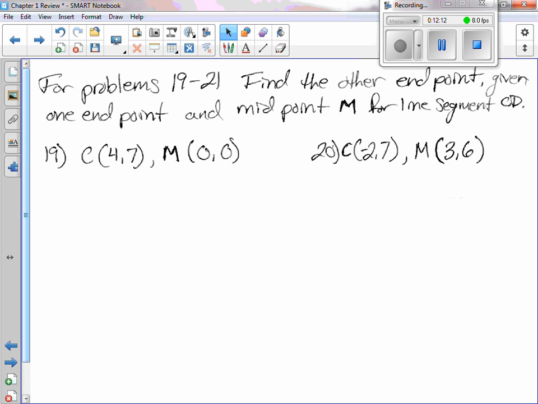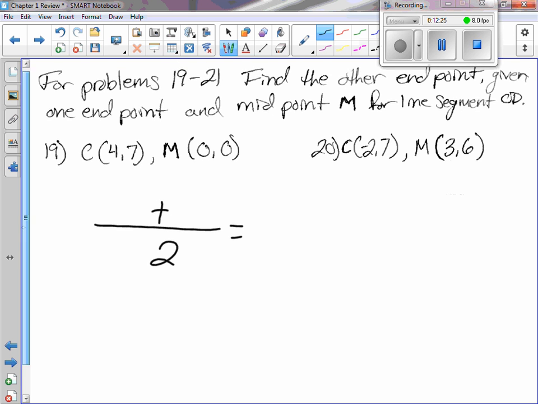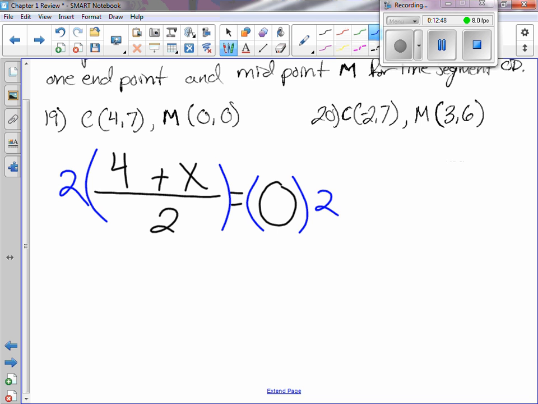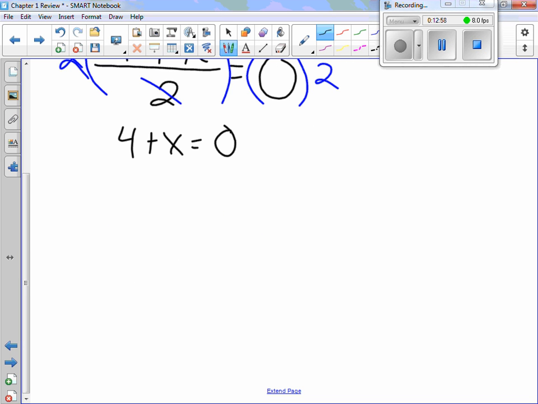Now finding the other endpoint. This was one of the harder ones out of finding midpoint and distance formula. So we have to use our midpoint formula. Because what it's telling me, the midpoint M, the X value at the midpoint is 0. One of the X values at the endpoint is 4. We don't know what the other one is. So what we're going to do is set it up like this here. And our first step is going to be to multiply both sides by 2. This 2 and this 2 cancel, leaving us with 4 plus X equals 0. Because anything times 0 is still 0.